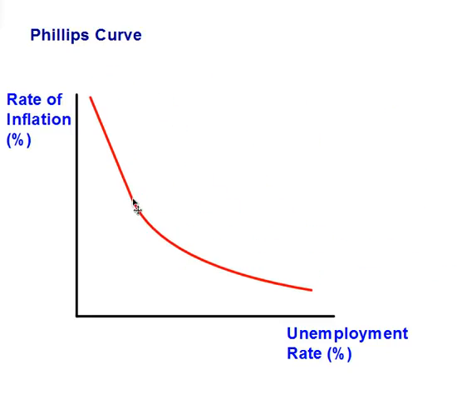I tend to draw it as a curve, but you can draw it as a straight line. They will still accept credit for that. Making sure that we label that short run Phillips curve. This is showing the inverse relationship between the inflation rate and the rate of unemployment.